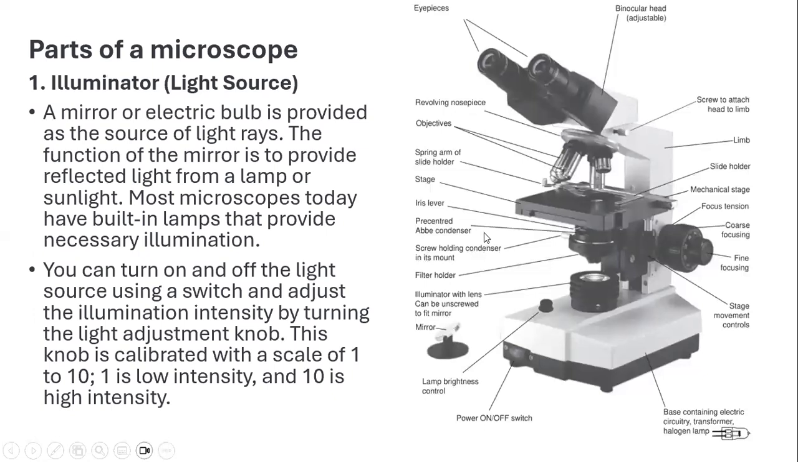Coming to the parts of a light microscope, first of all, we have a light source. Older microscopes used to have a mirror that reflected the sunlight towards the specimen. However, most modern microscopes contain an electric bulb that acts as a source of light. You can turn the switch on and off for the bulb, and you can also adjust the intensity of the bulb on a scale of 1 to 10 using the knob that is present towards the base. 1 is the lowest intensity of the light and 10 is the highest intensity.